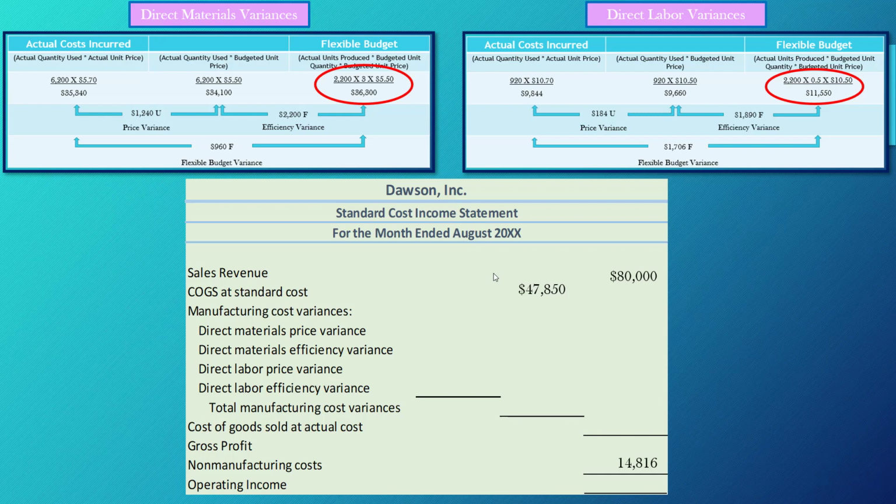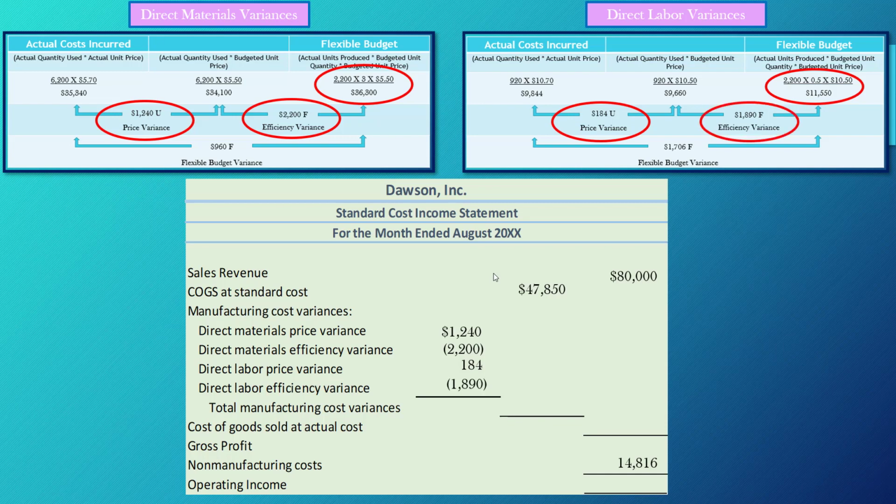But that's not what happened, because we had a direct material price variance of $1,240. We had a direct material efficiency variance of $2,200. We had a direct labor price variance of $184. We had a direct labor efficiency variance of $1,890. I put some of those numbers on there as negatives and some as positives. Why would I do that?